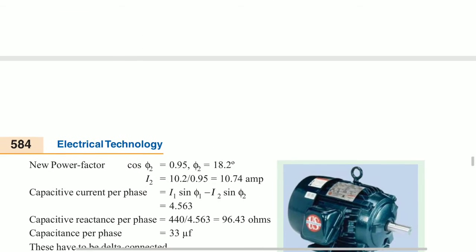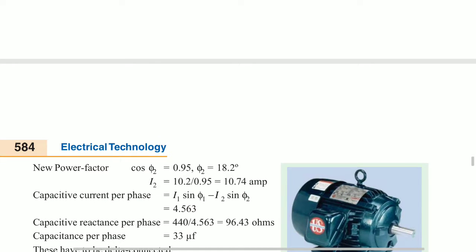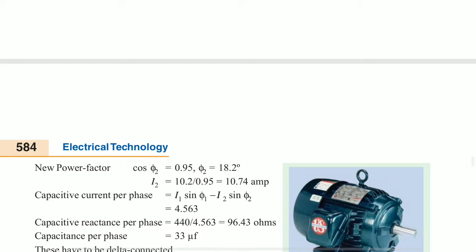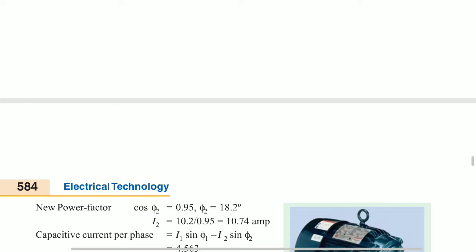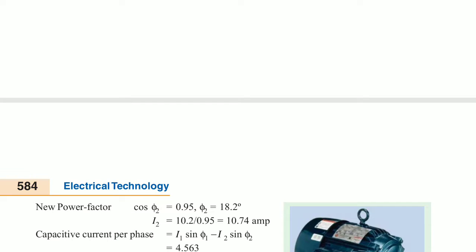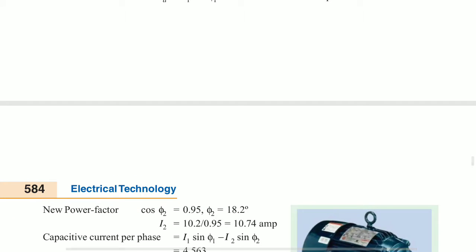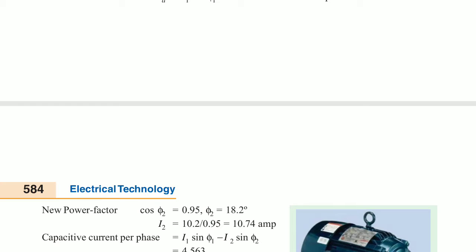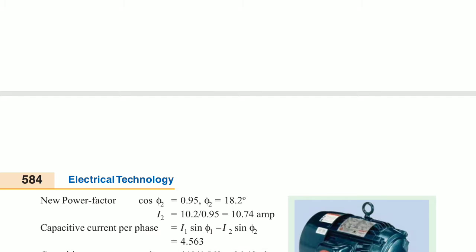Now the new power factor is improved to how much? 0.95 leading. So cos phi 2 is equal to 0.95, and phi 2 is equal to 18.2 degrees. So what is I2 here? I2 is 10.2 divided by 0.95, which gives 10.74. This is the other current component.